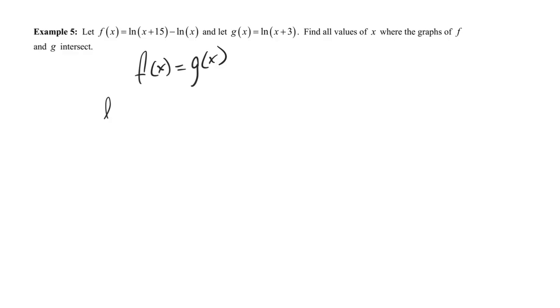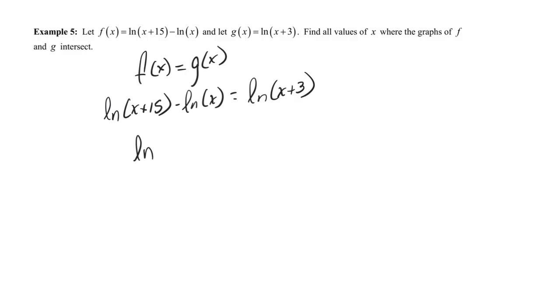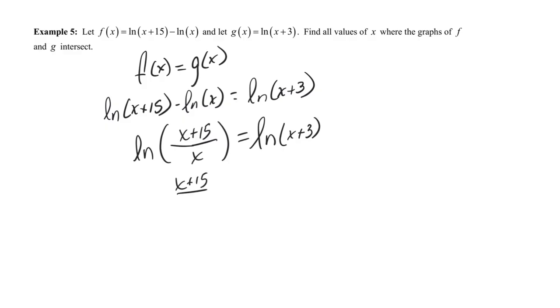So let's write out f of x. ln of x plus 15 minus ln of x equals ln of x plus 3. So now we're right back to what we did a second ago. All right, so we're going to condense this left-hand side to one natural log. I see a minus sign, so I'm going to put a division bar there, put the x on the bottom, put the x plus 15 on the top, and this guy over here. So now I just have to do x plus 15 over x equals x plus 3.